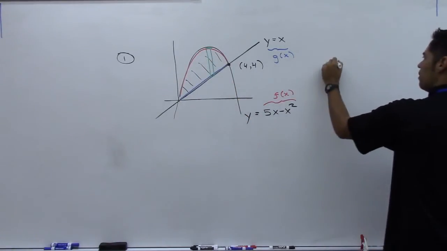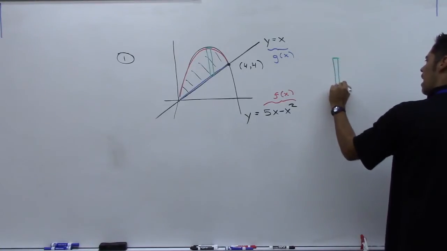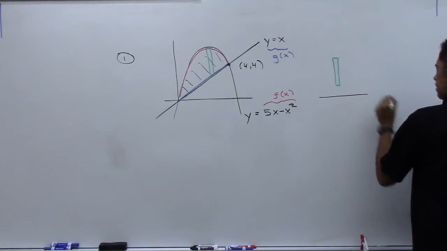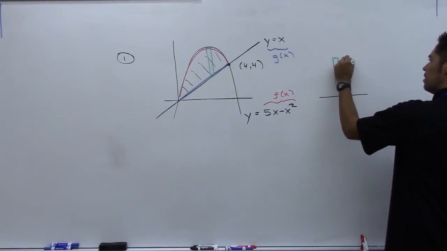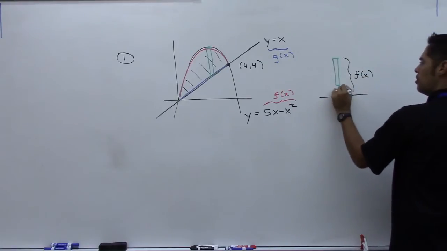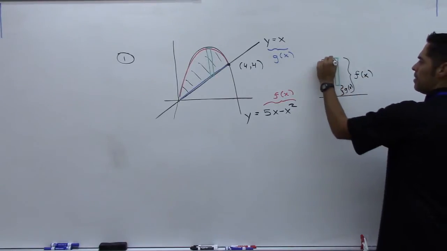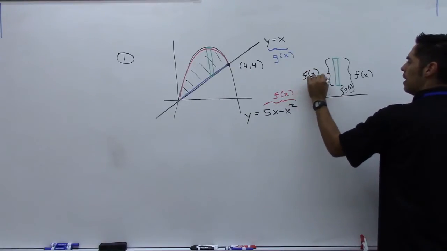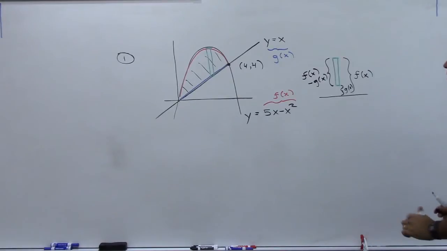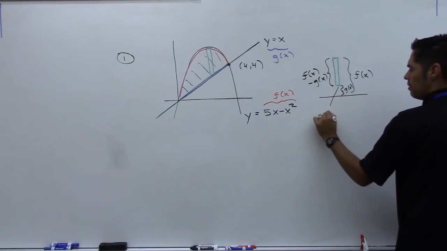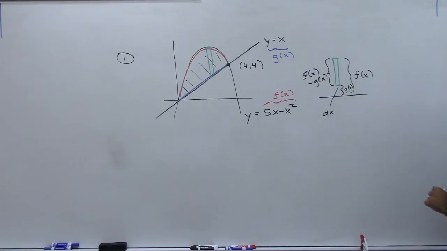So that rectangle has a height. See, if this is the x-axis, the height of this rectangle is the top of it, which is the f function, and then the g function is the bottom. So that means that this distance is f of x minus g of x. And so the height of this rectangle is f of x minus g of x. And then the width of the rectangle is going to be our dx.